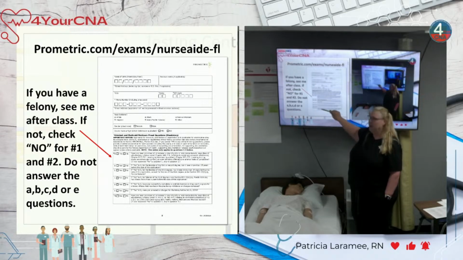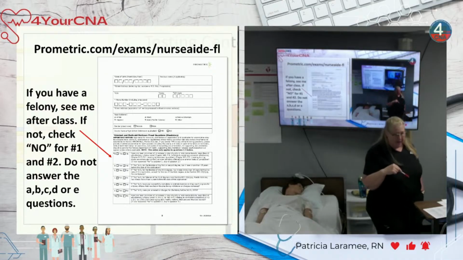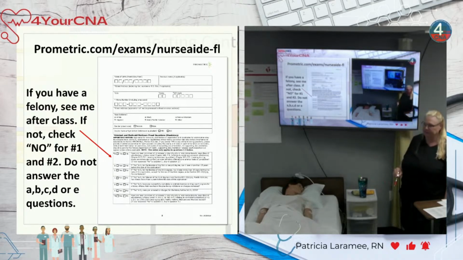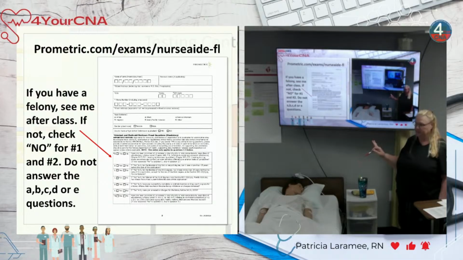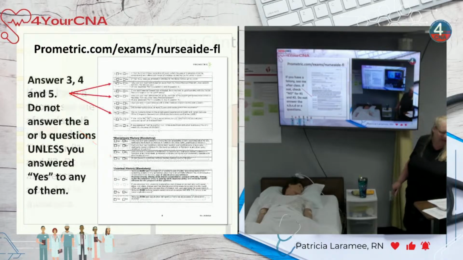Number 2 at the bottom also has to do with a felony. So if you have a felony, see me after class. No felonies, check no for number 2. So number 1 and number 2 should have a no with nothing else. Everybody with me? All right, turn the page. Now let's go to number 3.